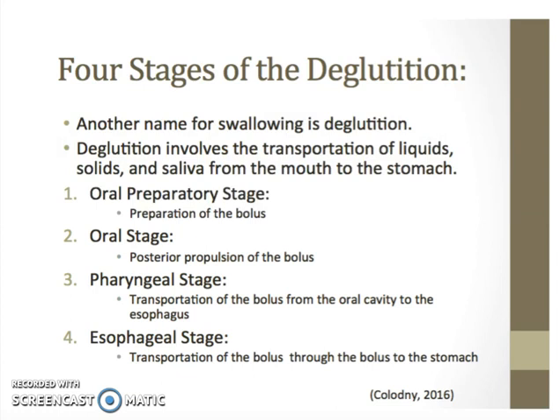Another name for swallowing is deglutition, and this involves the transportation of liquids, solids, and saliva from the mouth to the stomach. Listed below are the 4 stages: the oral prep, oral, pharyngeal, and esophageal stage of swallowing.